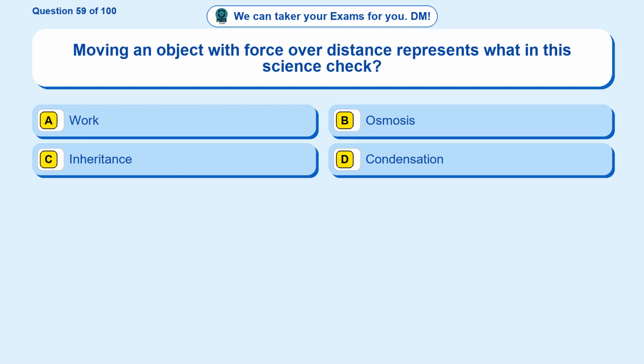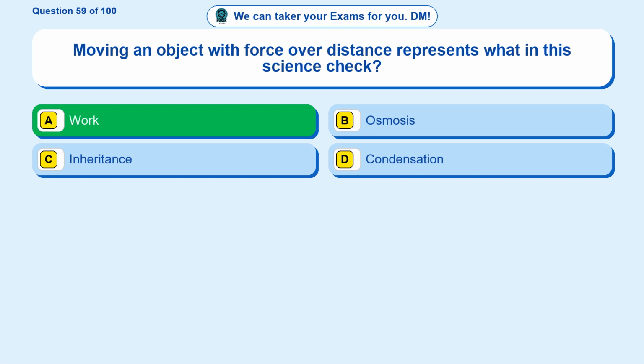Question 59. Moving an object with force over distance represents what in this science check? Option A, work. Option B, osmosis. Option C, inheritance. Option D, condensation. The correct answer is option A.